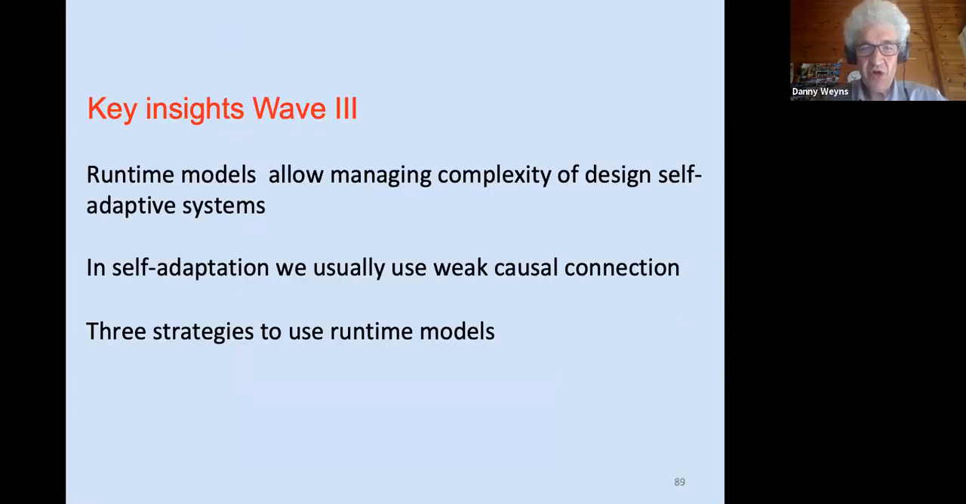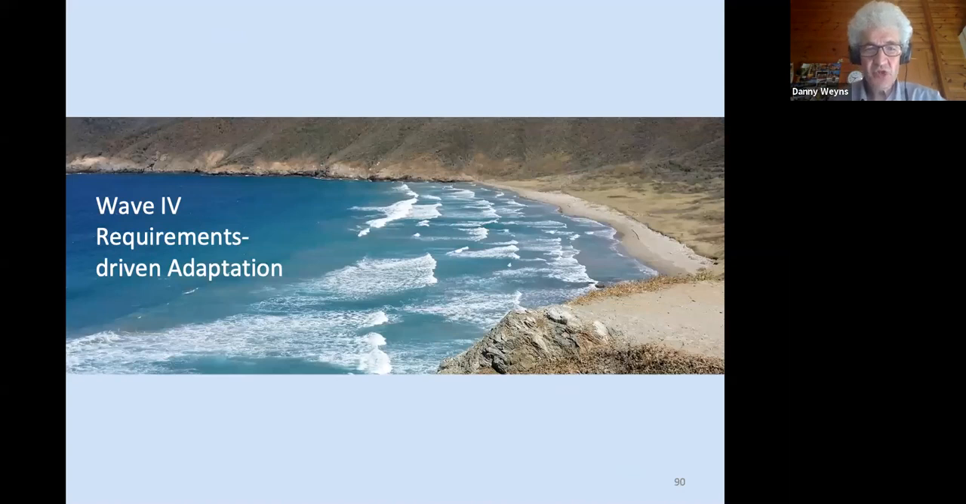So the third way of learning is that runtime models allow us to manage the complexity of self-adaptation. In fact, I wrote here design, but also the reasoning of adaptation at runtime. And what we do in self-adaptation is we use a notion of weak causal connection, which at the moment is not formally defined, but the intuition is there. And we saw three strategies to use runtime models. They are complementary, they have advantages and disadvantages, and for the problem at hand, you have to decide which one to take. This brings us to the fourth wave, requirements-driven adaptation.